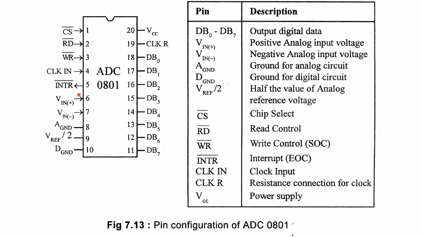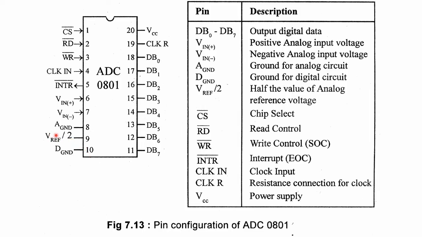INTR is nothing but the interrupt. Interrupt is basically the end of conversion signal that is provided by the microprocessor ADC. Then VIN plus and VIN minus are the two analog inputs. It could be positive, it could be negative. A ground is nothing but the ground for the analog circuit. Similarly, D ground is the ground for the digital circuit, because both our analog and digital circuits are isolated, so they have different grounds.